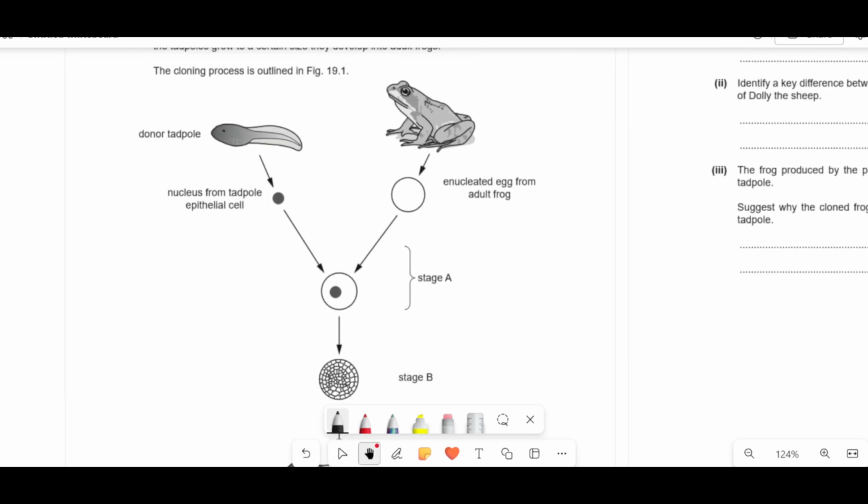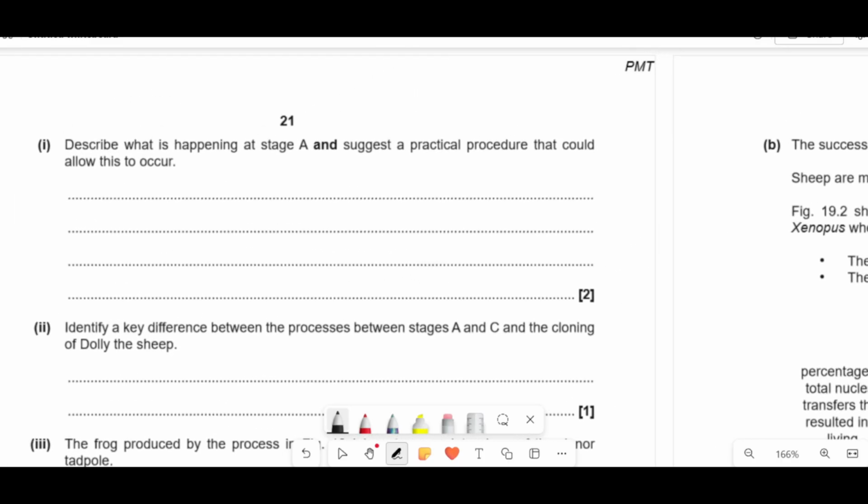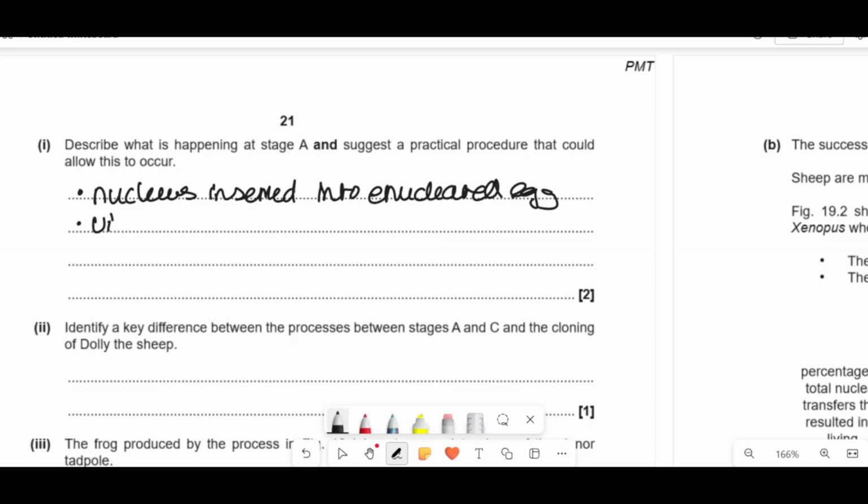So what's happening at stage A is that we're fusing just this nucleus and the enucleated cell. In this case, we're not really fusing gametes, so be careful. And we're not really doing things like just injection. That's useless. What we're doing is putting the nucleus in the egg. First of all, you need to describe what's happening. So the nucleus is inserted or fuses into the enucleated egg. And then we need to say how. This could be via a needle, or it could be an electric pulse, electrofusion, all of those kinds of things.